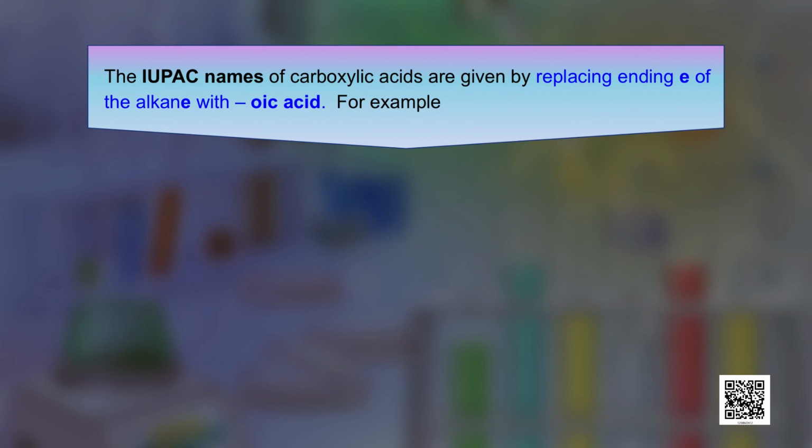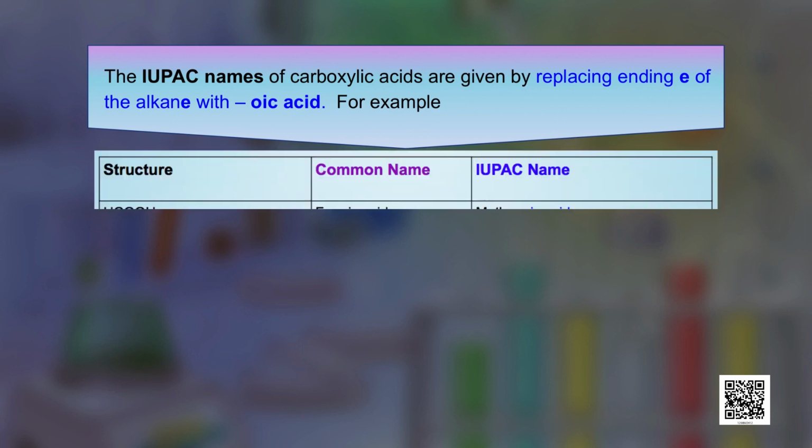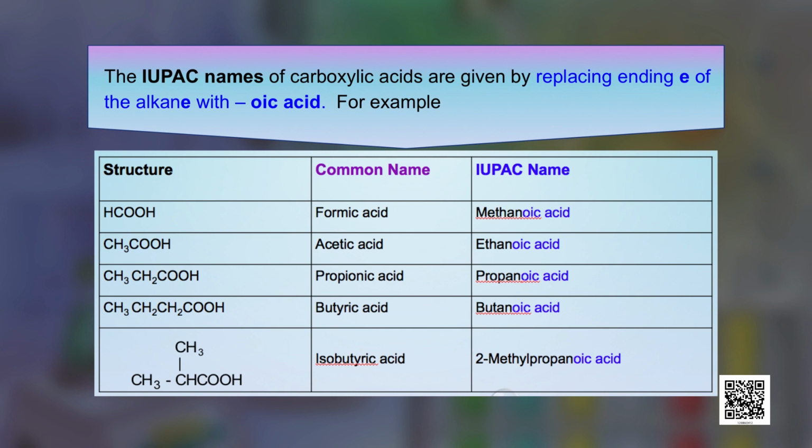The IUPAC names of the carboxylic acids are given by replacing the ending e of the alkane with the word oic acid. For example, if we see the structures in the table here, for formic acid which is coming from the alkane methane, we replace the final e of methane with oic acid and then we get the name methanoic acid. Similarly, for ethanoic acid, the word ethanoic comes from ethane and we replace the e by oic acid in the IUPAC name, and in the second column you can see their common names also as acetic acid and formic acid respectively.